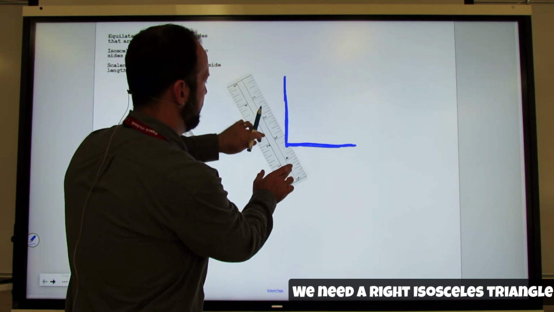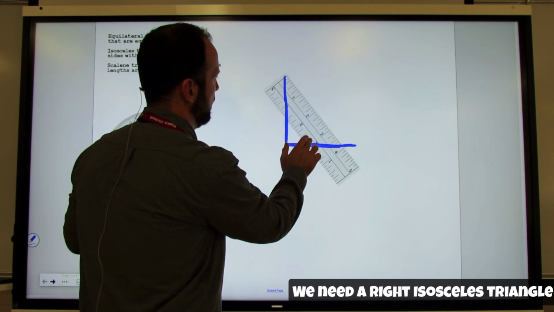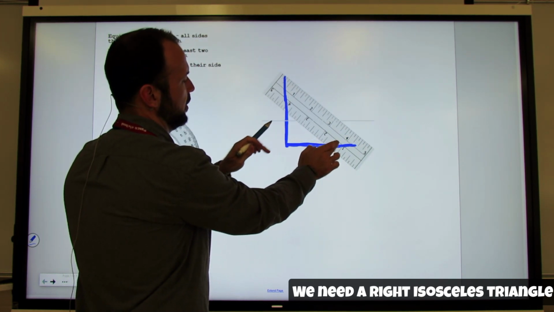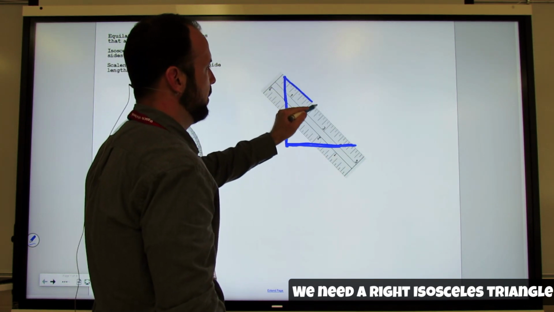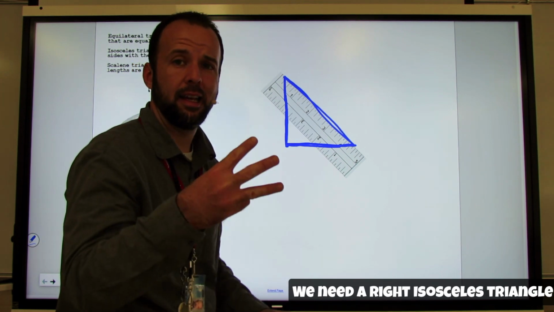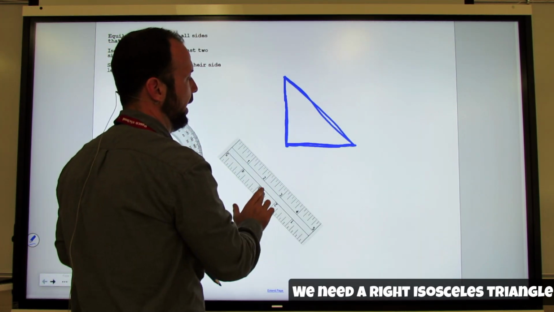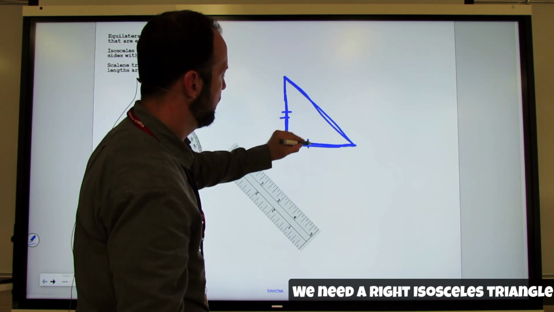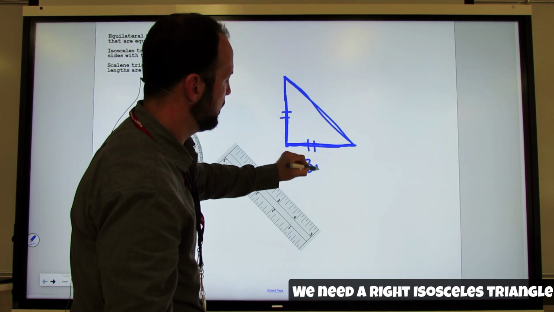And then I'm just going to take my ruler and line it up here. Hopefully you guys can see that okay. And I'm going to use that to draw my third line here for my triangle. 3 lines, right? So I have my triangle. These two sides are the same length. They both measure 3 inches.